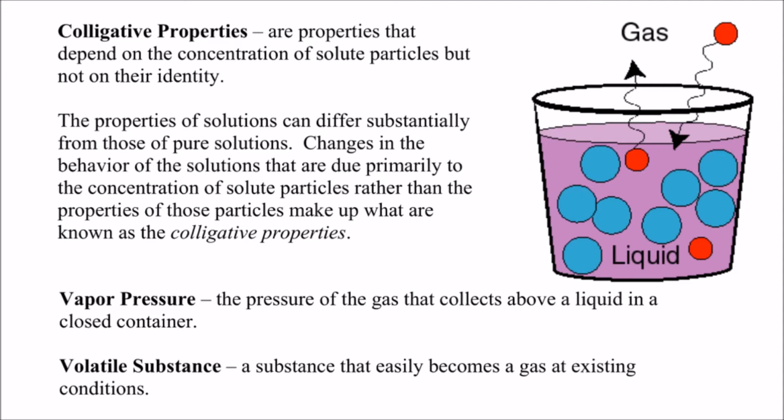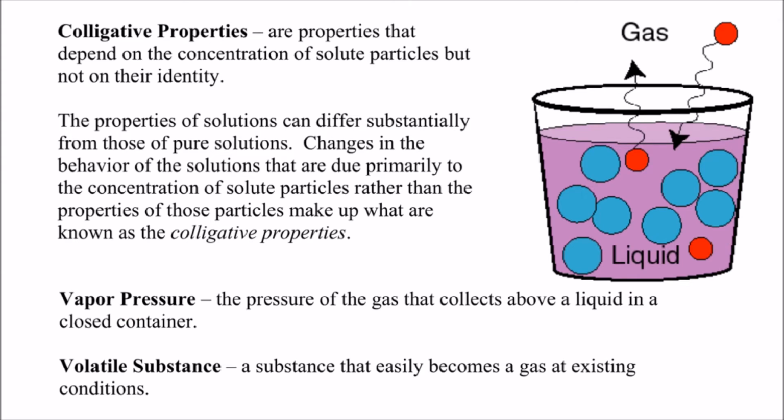The properties of a solution will be different from that of a pure substance, I should say. So for example, water we know boils at 100 degrees Celsius, but salt water does not boil at 100 degrees Celsius. So the act of adding salt to water actually changes one of the behaviors of water. So the first behavior we're going to talk about is vapor pressure.